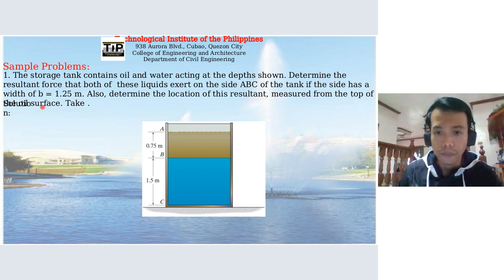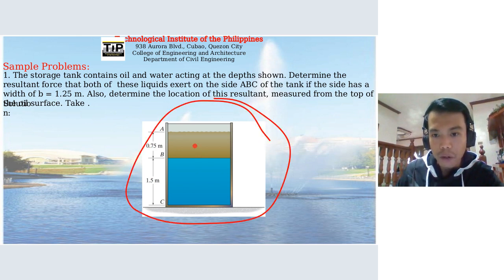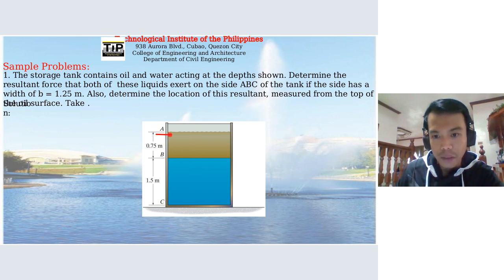Sige. So, let's have this sample problem. So, number 1, we have a storage tank and meron siyang lamang oil tsaka water. We can see the depths, 0.75 meter for the oil and 1.5 for the water. Now we have to determine the resultant force that both of these liquids exert on side ABC.